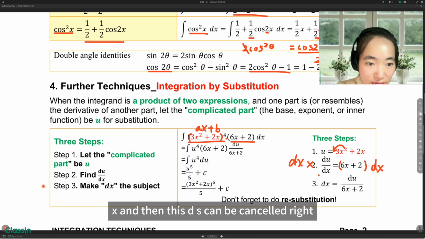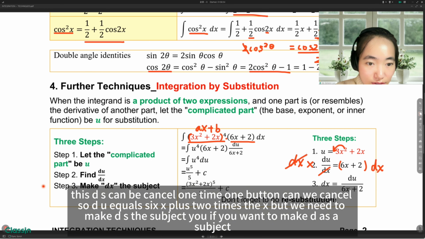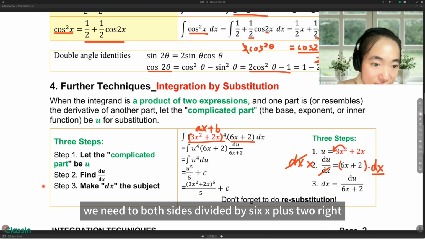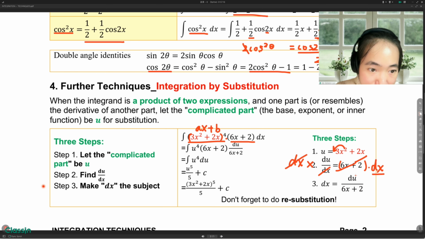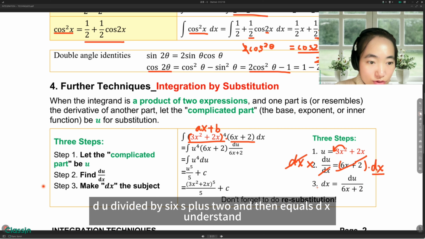And then this dx can be cancelled, right? 1 times 1 can be cancelled. So du equals 6x plus 2 times dx. But we need to make dx the subject. If we want to make dx the subject, we need to divide both sides by 6x plus 2, right? So du divided by 6x plus 2 equals dx. Understand?